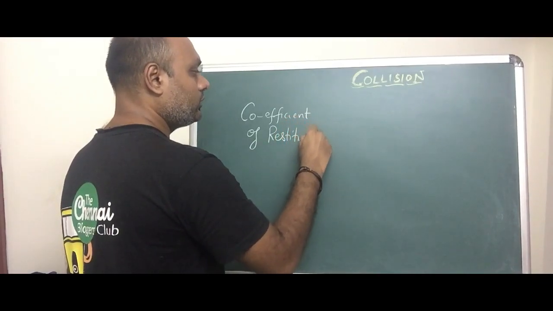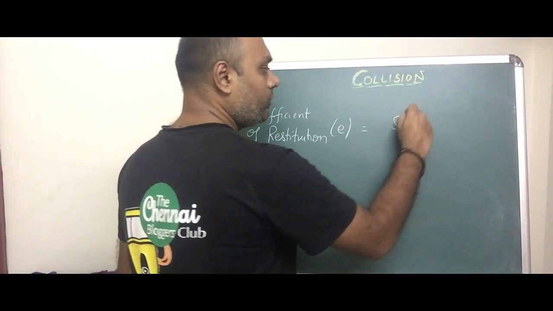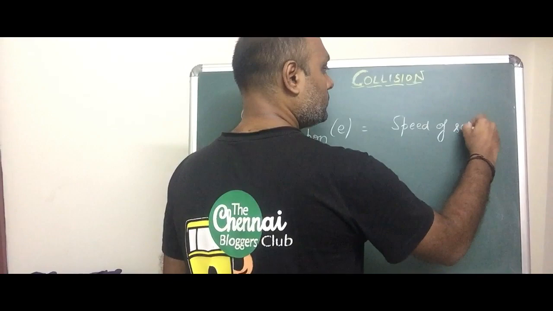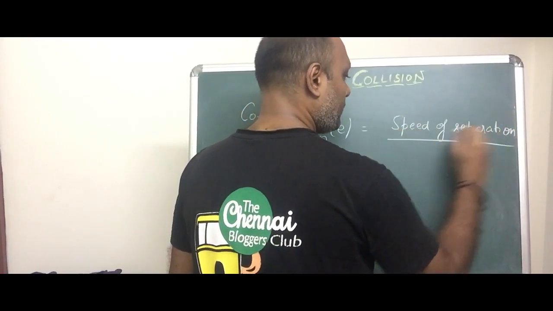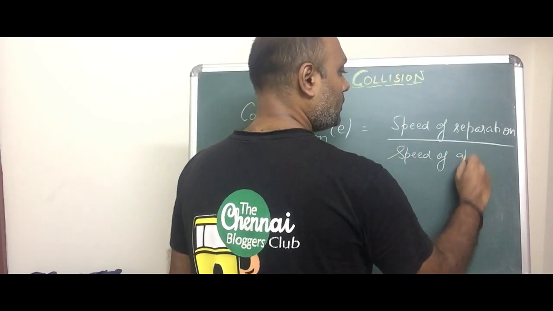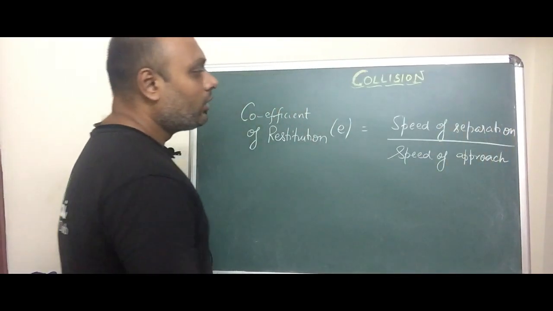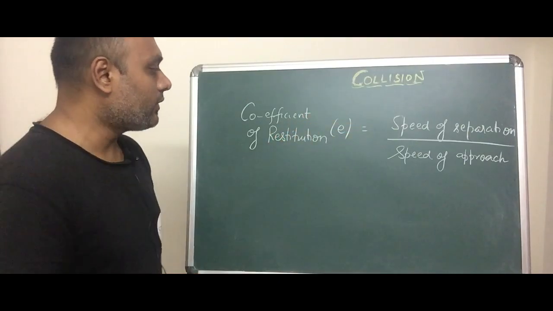Coefficient of restitution, denoted with small e, is the ratio of the speed of separation to the speed of approach. That is called the coefficient of restitution. Depending upon the nature of the collision, this e will have different values.